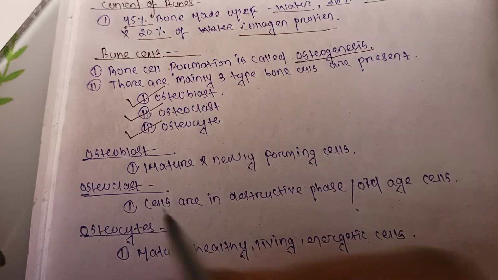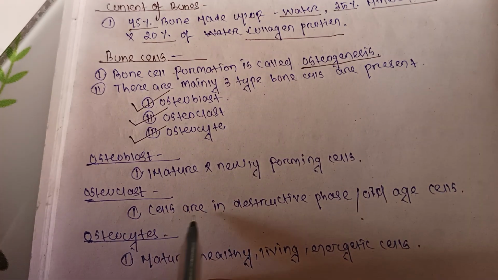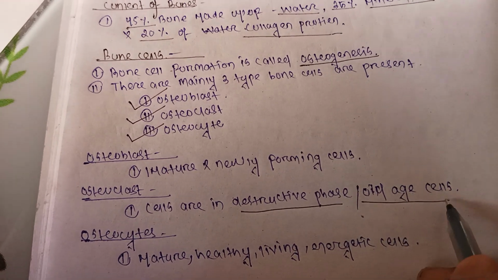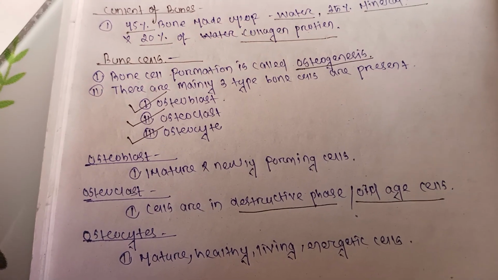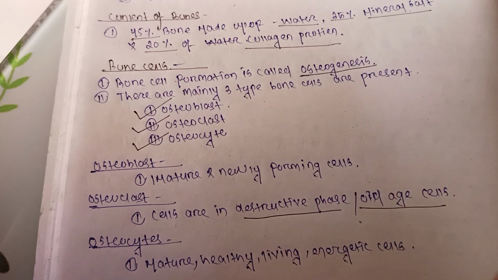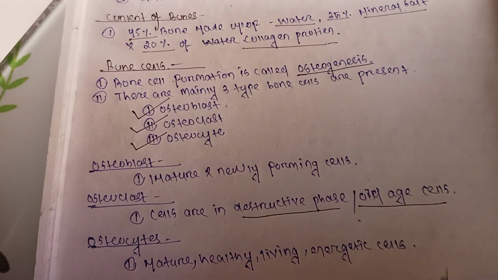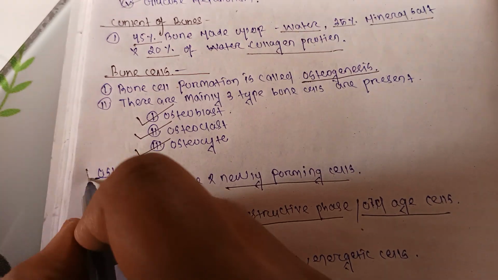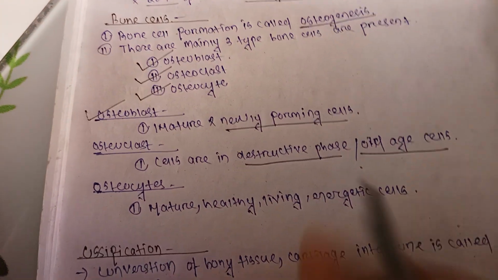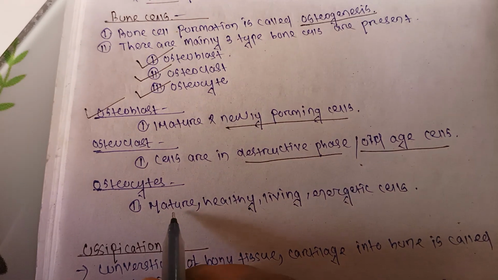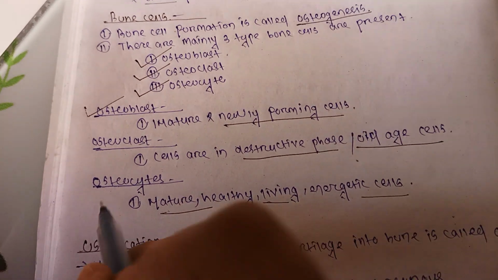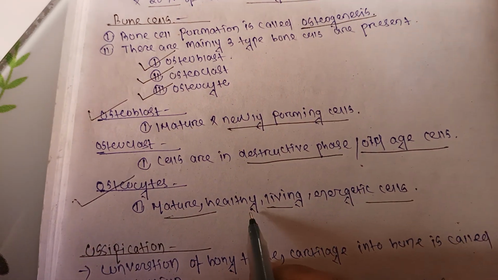They are immature, and the osteoclast is the cell which is in the destructive phase, or old age cells. These are cells which are in the destructive phase and are going to be destroyed; that is called osteoclast. The newly forming cell is called osteoblast. And then the osteocyte, the final one, is the mature, healthy, living and energetic cell. Osteocytes are the mature cells.